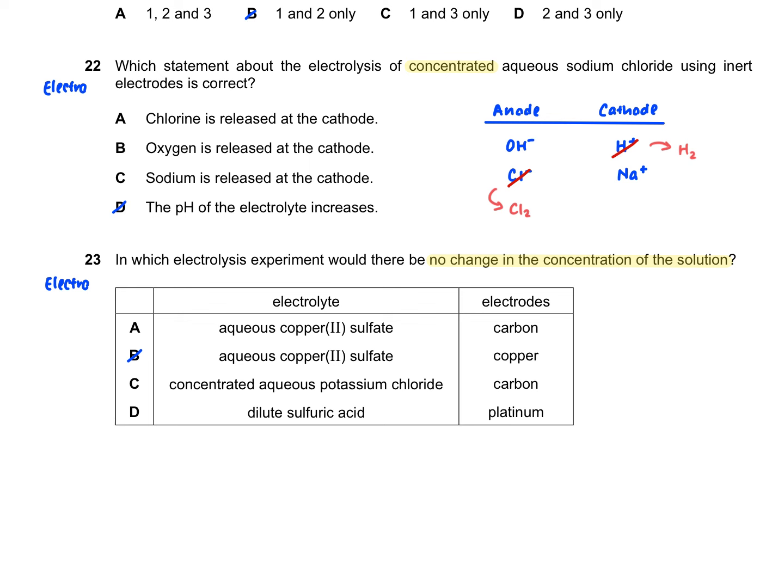when we have an active electrode. So over here, if we take a look at the 4 options, there's only one where there's an active electrode. So immediately you should know that B is the answer. Now, why is it that with an active electrode there is no change in the concentration of your electrolyte? It's because your active electrode at the anode is going to be oxidized to form the ions in your electrolyte. So therefore there's no change in the concentration of the ions in solution.